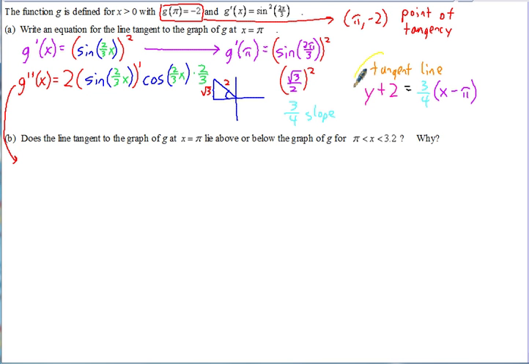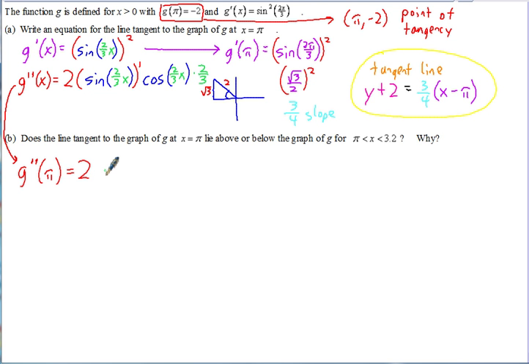Now we can use the second derivative here to figure out part B, because it says, does the tangent line at x equals pi lie above or below the graph for when x is between pi and 3.2? So right there by our point of tangency. To see if the tangent line lies above or below, again, that's due to the concavity. So here's our second derivative we already found. All we have to do is substitute in pi into that and see if it's positive or negative.